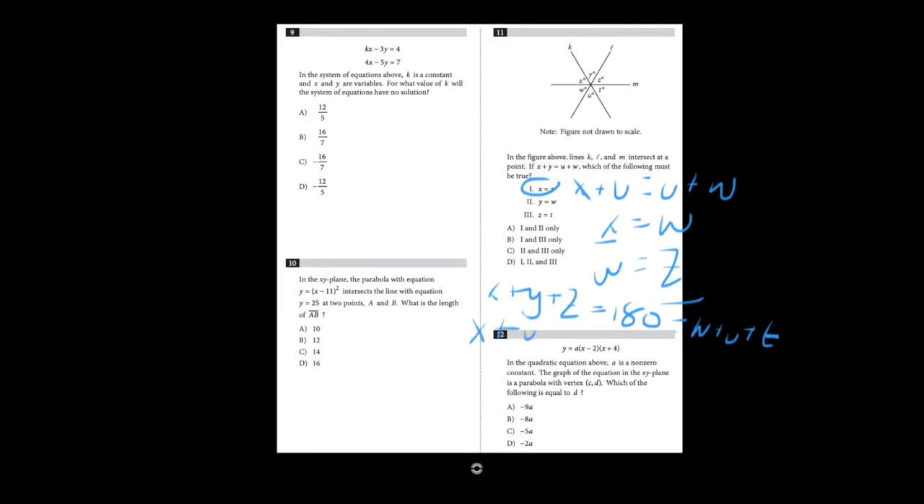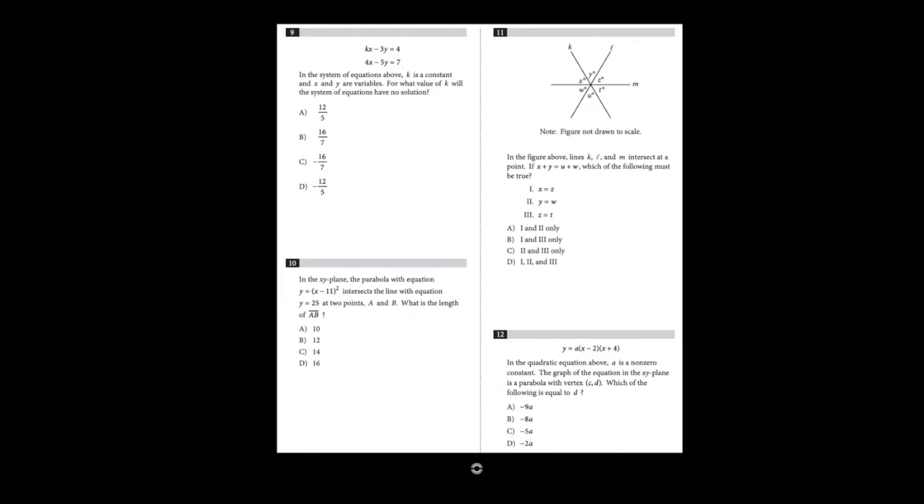So x plus y is equal to u plus w. We subtract these two equations. Then this and this cancel. You're left with z is equal to t. So we know that 3 has to be true. So our answer is 1 and 3, or B.